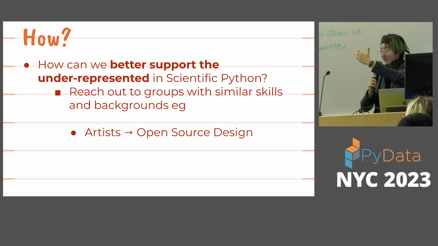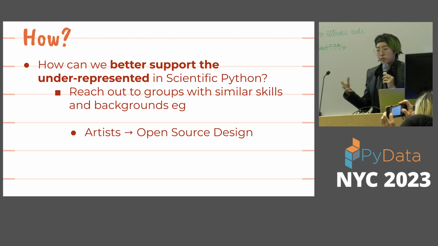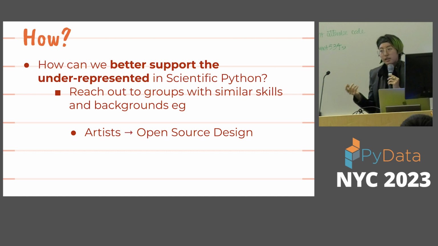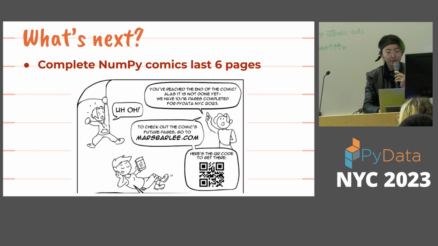And so all of this to kind of say that besides just me, there's also how can we do better to support the underrepresented skills, peoples, and backgrounds in scientific Python. And I would say specifically for those who feel like they are this group, it's good to reach out to groups with similar skills and backgrounds, such as open source design, that you should reconnect with your communities and your allies, and to, if you can, step away from the pressure of being the only one.